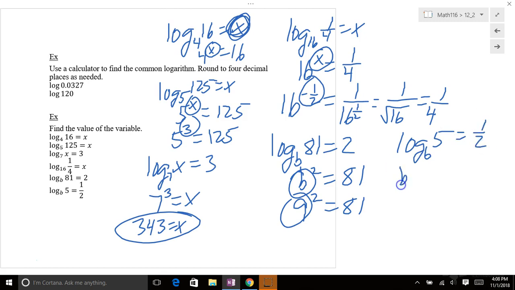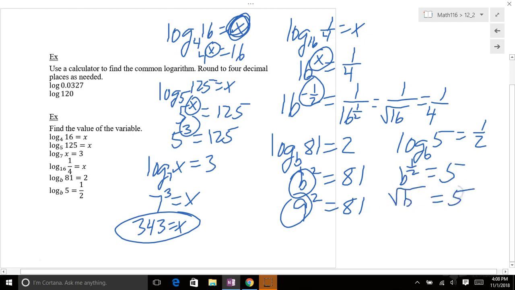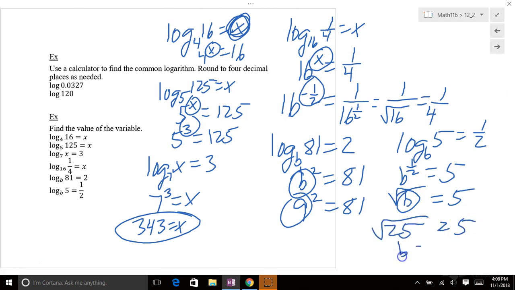Last one, log base b of 5 is 1/2. So b to the 1/2 equals 5. In other words, the square root of b is 5. Well, what's b got to be? The square root of what is 5? Well, we know the square root of 25 is 5. So b is 25.